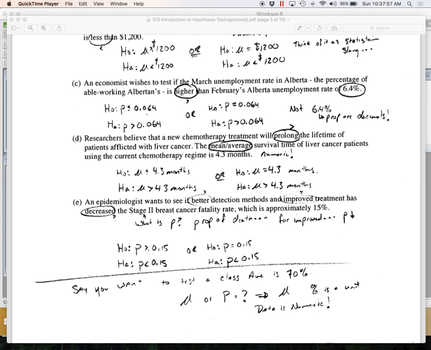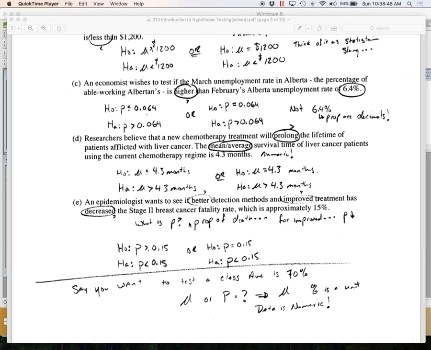The last one is extremely difficult. The epidemiologist wants to see if better, that's the greater than sign, detection methods, and improved, that's the greater than sign, has decreased, that's the less than sign, the stage 2 breast cancer fatality rate. So you have to really make sure you know what's going on here. Is it going to be the greater than sign or the less than sign? You really have to ask yourself, what's being measured? Here P, the proportion of death, is being measured. We're trying to see if the method has improved, which would mean, if P is the proportion of death, improvement means smaller P. So you have to be very, very careful. This is the only thing that the computer can't do, so make sure you're doing it properly.